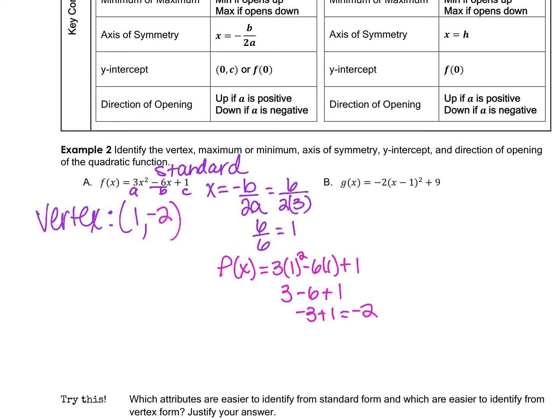Next thing I need to find, is it a max or a min? So you're looking to determine if it's a max or a min based on the A. So notice A is positive, so it will be opening up. So if A is positive, it opens up. So our vertex is at the bottom. So this is a min at 1, -2.